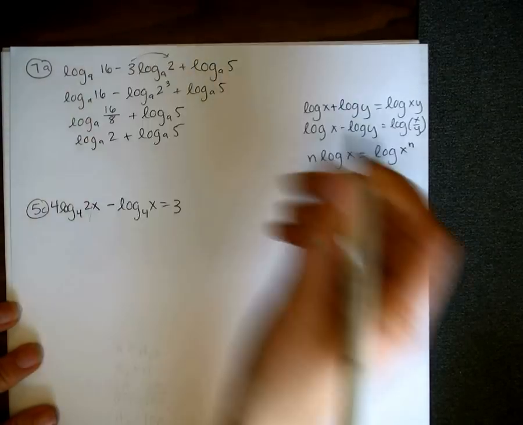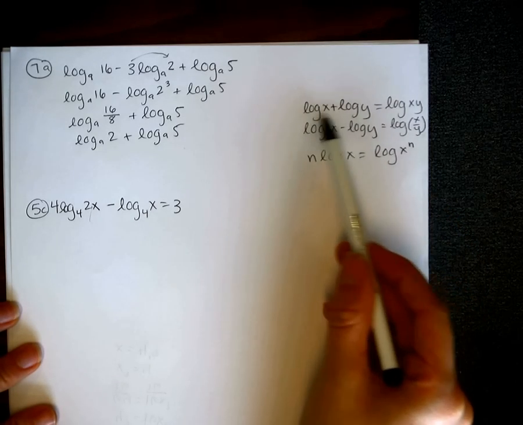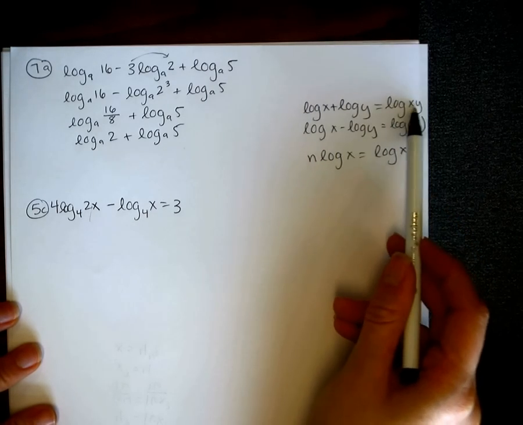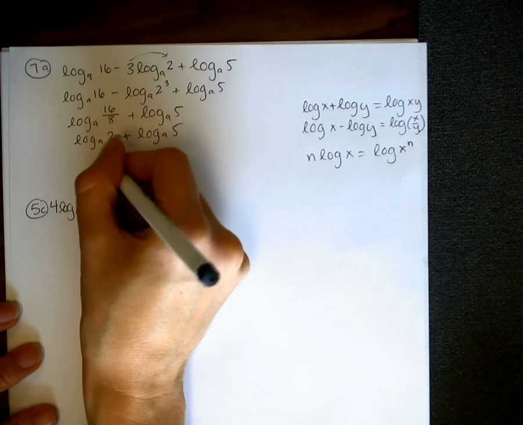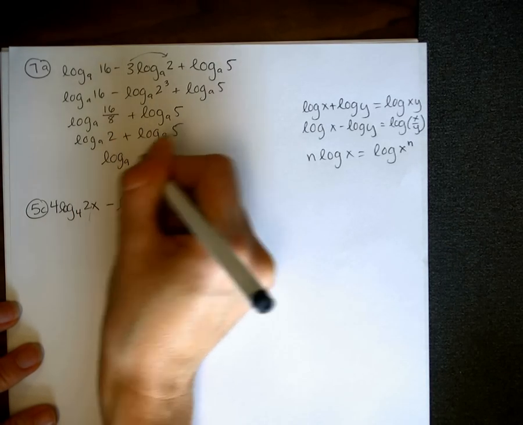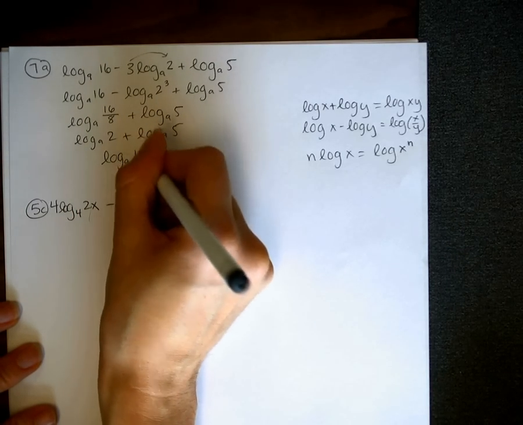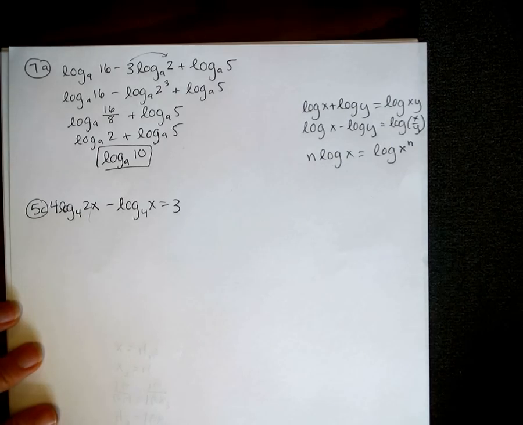And then, for my last step, notice if two logs are added, I can combine them by multiplying the arguments. So I can write this as 1 log base a if I do 2 times 5, which is 10. So that's my final answer.